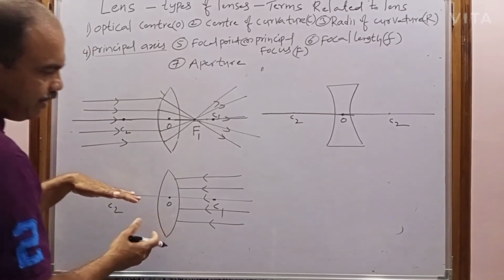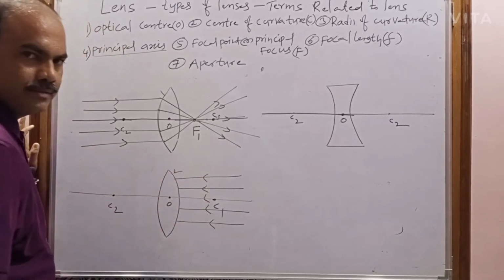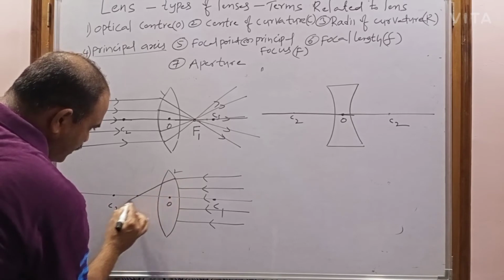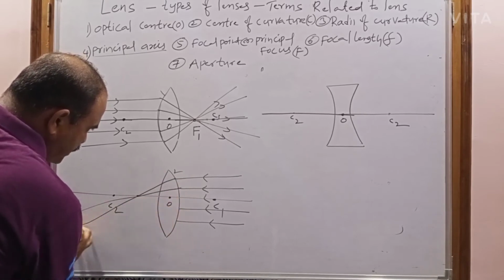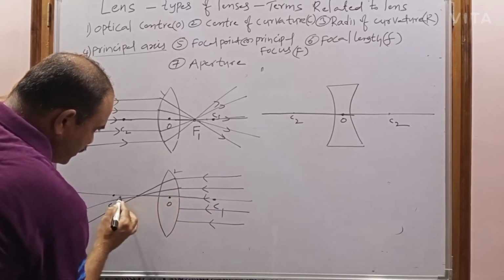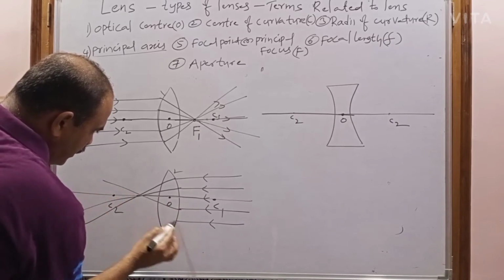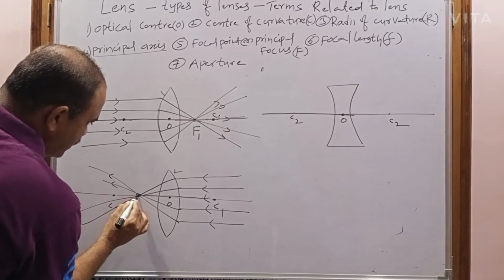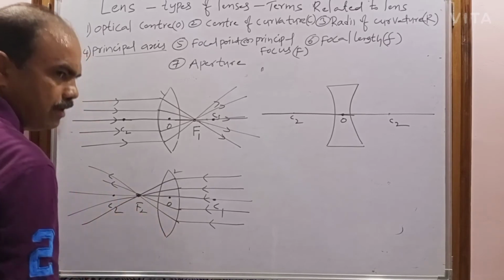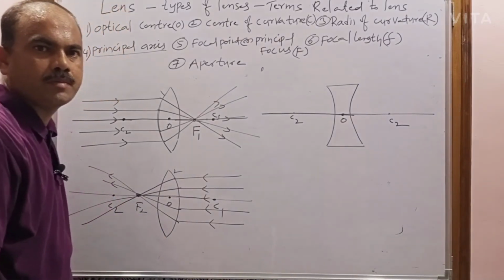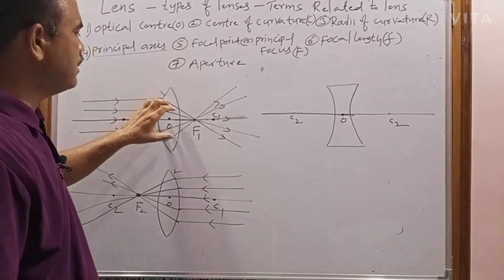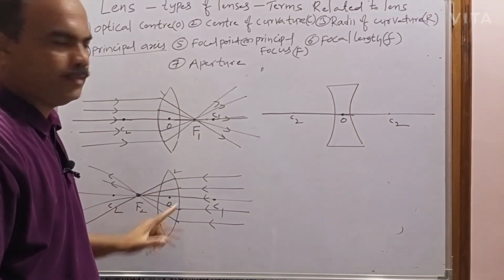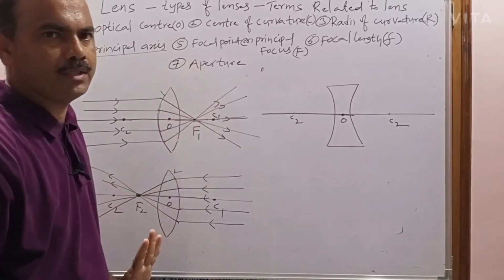If the parallel beam of light is incident on the second surface, after refraction what happened? All refracted rays really meet at a point. So this point can be called the second principal focus. So that's why this convex lens has how many principal focus? Two principal focus or two focal points.